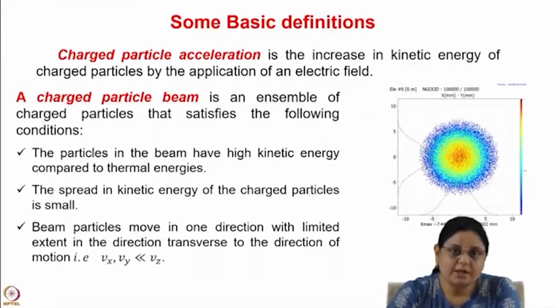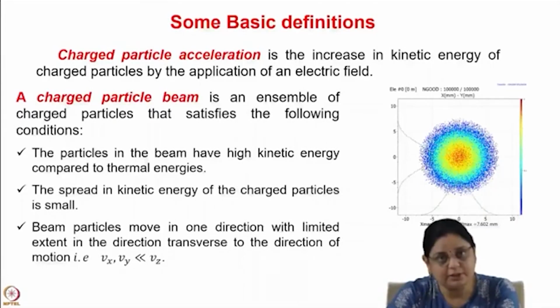So we accelerate charged particle beams in the accelerator. What is a charged particle beam? Basically it is an ensemble of charged particles that satisfies the following conditions. Not every collection of charged particles can be called a beam. Only those collections that satisfy the following conditions are known as a beam. The particles in the beam should have high kinetic energies as compared to the thermal energies. Small particles have some thermal energies, so to qualify as a beam, the kinetic energy should be quite high as compared to the thermal energy. The spread in kinetic energy of the charged particles is small.